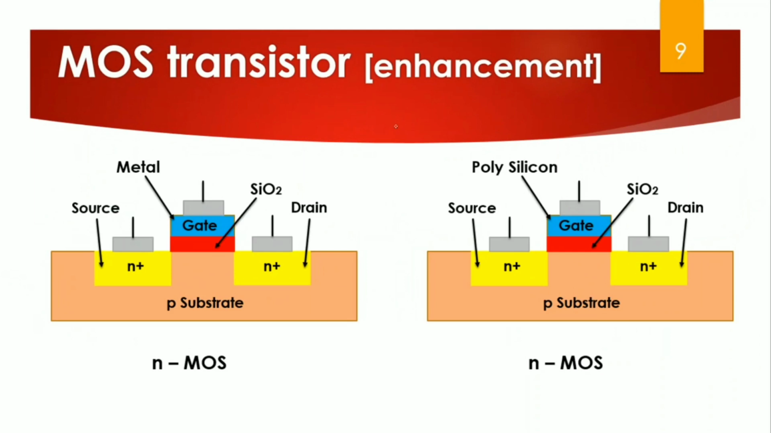Coming to the MOS transistor, before going to the MOS transistor, I want to tell you what the word MOS means. MOS is metal oxide semiconductor. Why is this metal? Where are you using this metal? What is this oxide? Where is the oxide? What is this silicon? Where is it?